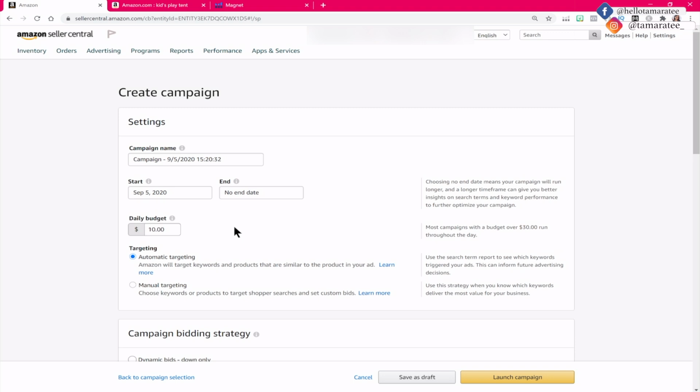Now, don't get scared. A lot of sellers here will start thinking, oh my gosh, but I don't have so much money to spend on PPC. That's fine. And that is another reason why it's so important that you make sure that you know how to optimize your campaigns so then you can profit long term.